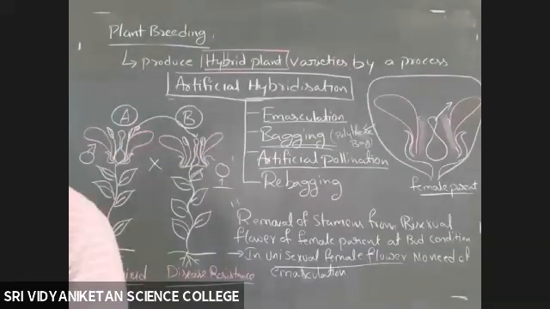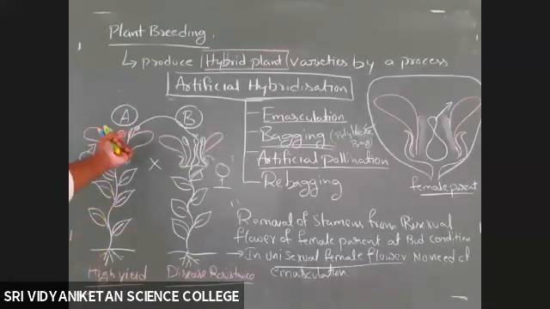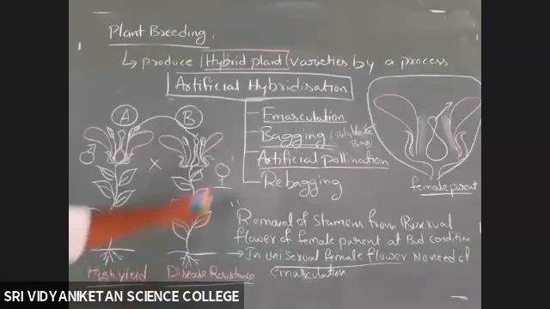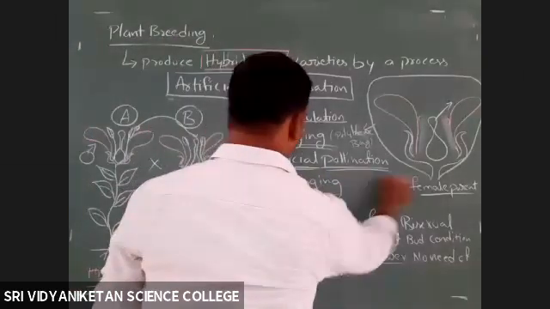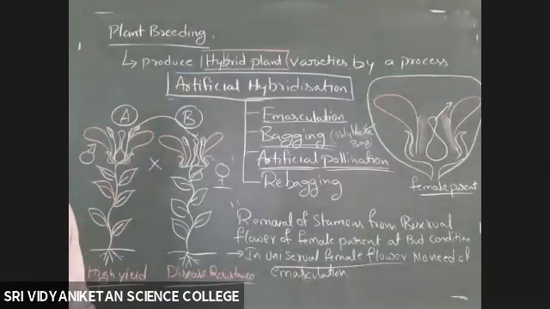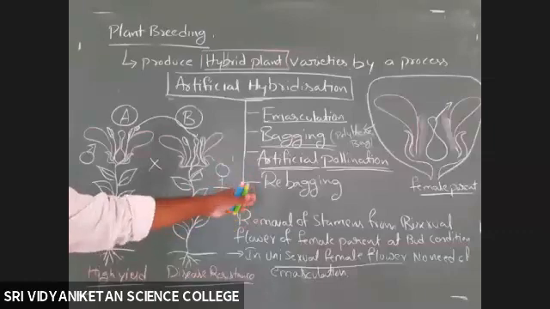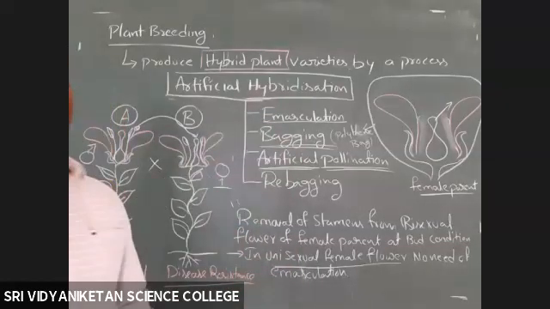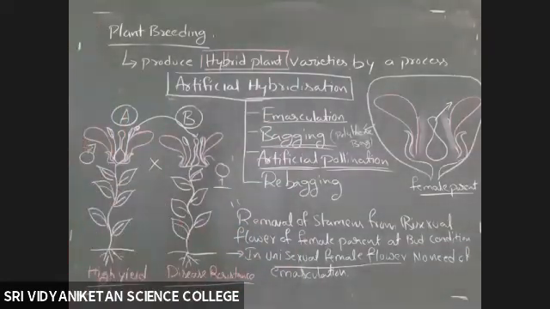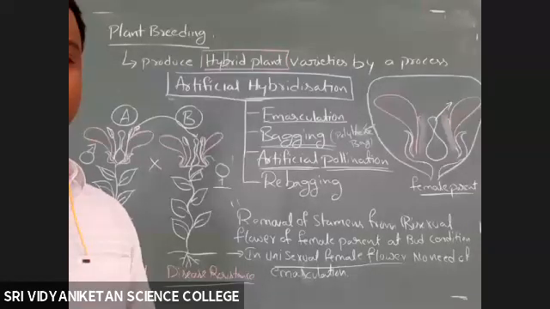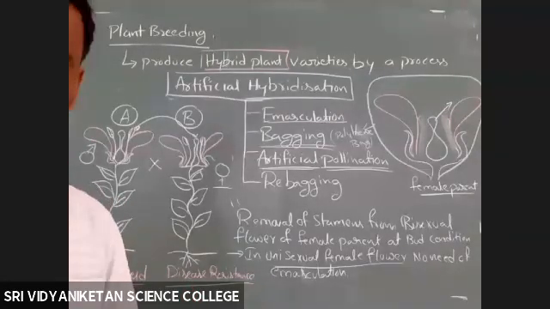So we can transfer pollen grains of plant A onto the stigma of plant B artificially. That is the process called artificial pollination. And after artificial pollination, again this pollinated flower is covered with the same polythene bag, and after transferring these pollen grains onto the stigma, it promotes the germination of pollen grain.